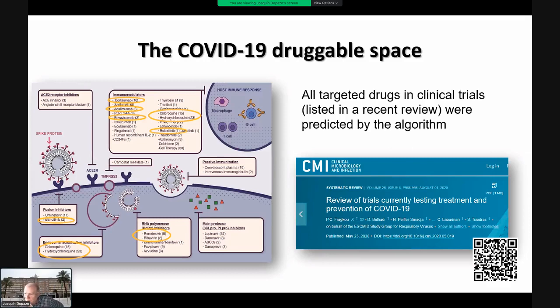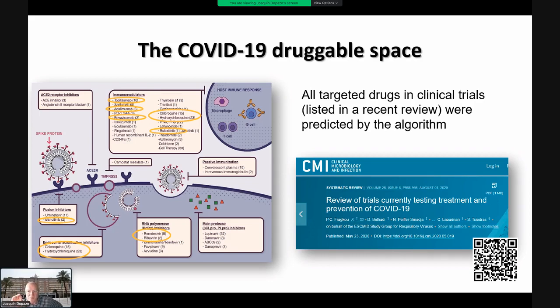a review of all the trials. It was a review of the trials current at that moment, one and a half years ago. All the clinical trials testing treatments and prevention for COVID-19. And interestingly, almost all the drugs that were in testing in these clinical trials, which have a specific target, were predicted by our model.